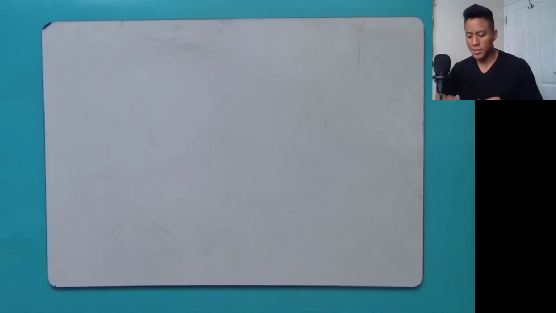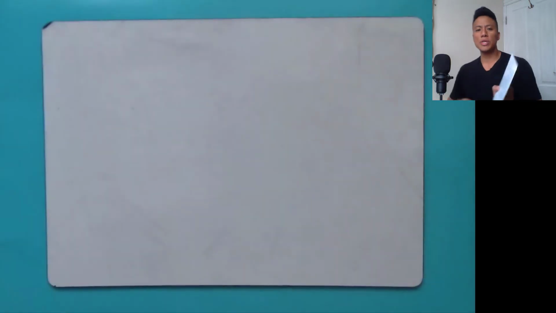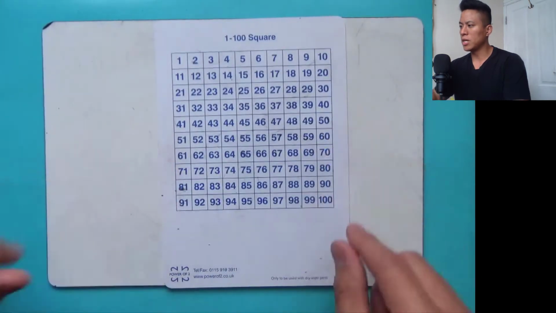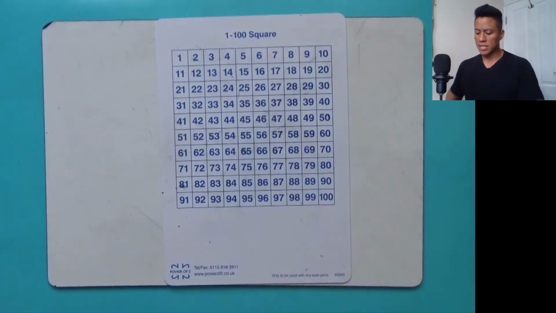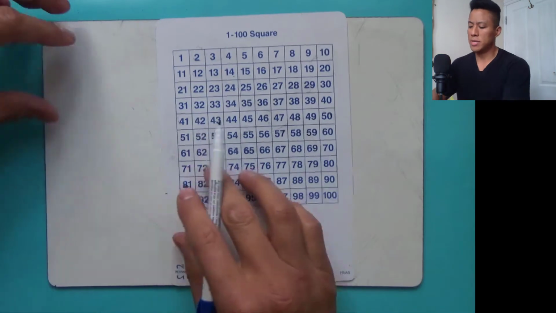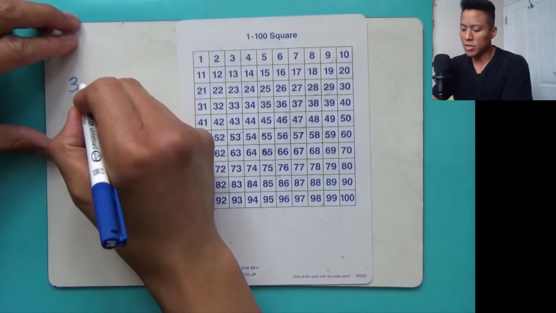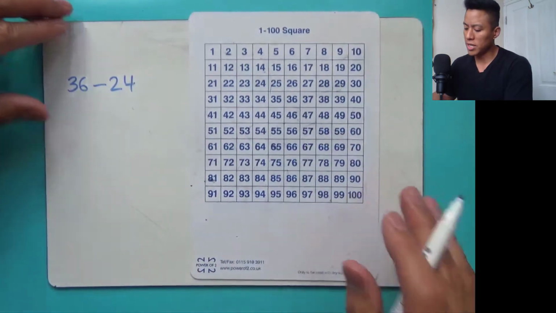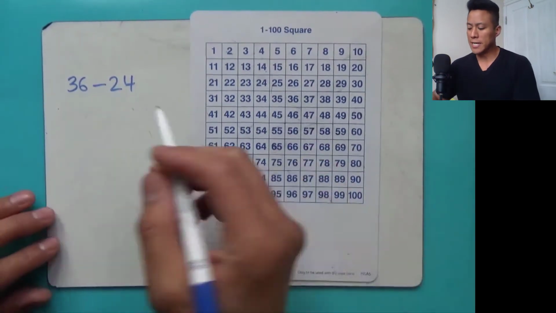Okay, our next method, I'm going to show you how to use a number grid to work it out. So let's put it here. We've got our 100 number square there, and let's use the same one. 36 subtract 24, because we know the answer already. We'll just look at the process now.